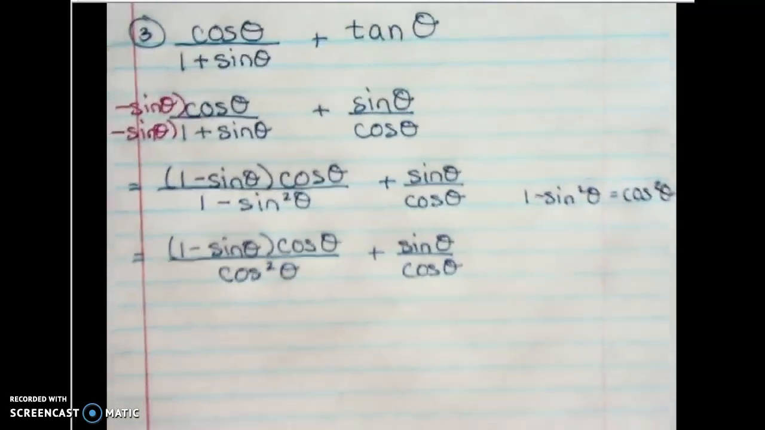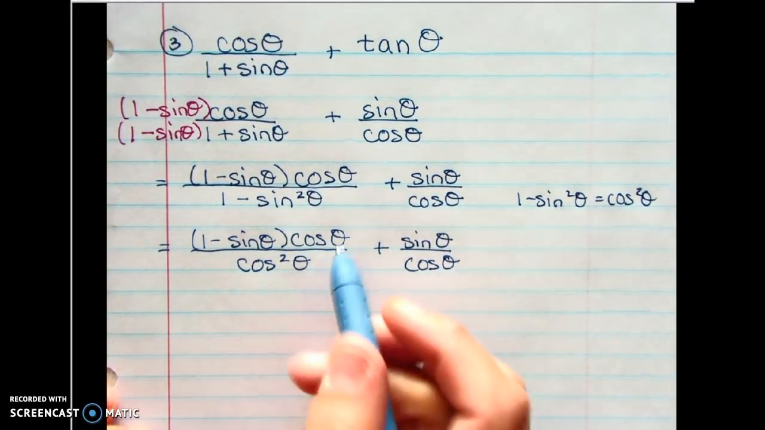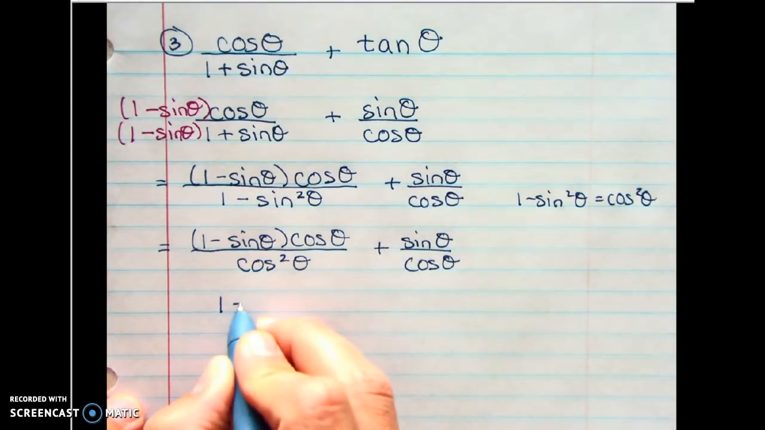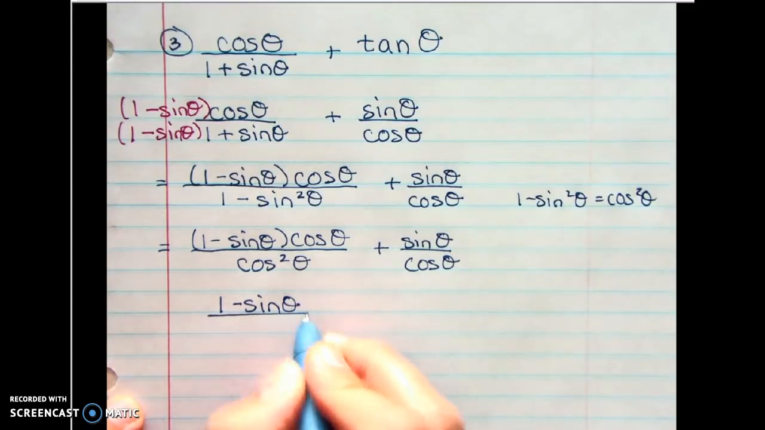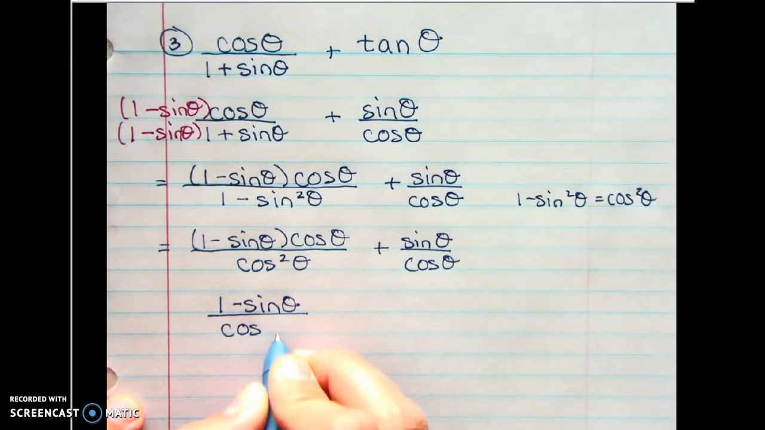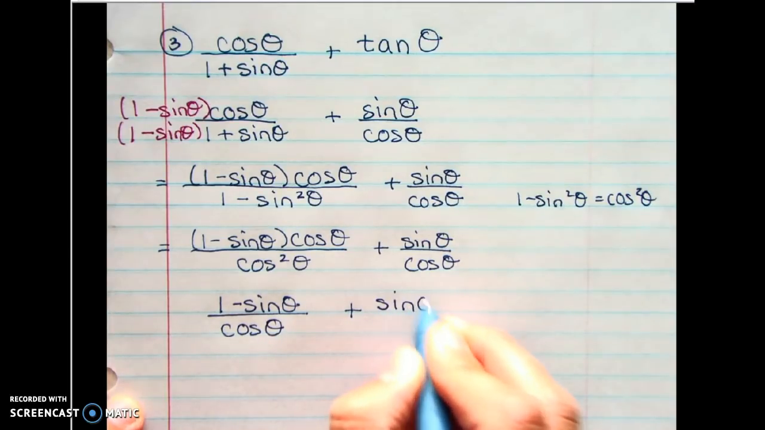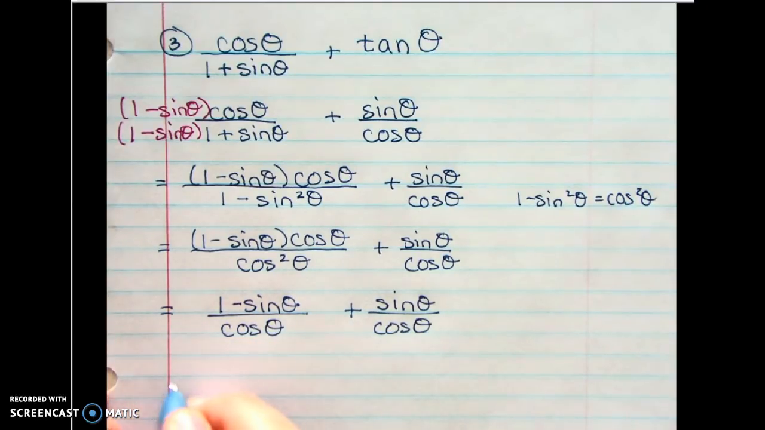You guys see that? Okay, what cancels now? Do you see the cosines cancel? And we get 1 minus sine theta, no more cosine, on top, over cosine. What do you guys see? Do you see how we have a common denominator now? Woohoo! Okay, common denominator. What does common denominator mean? We can add the numerators.